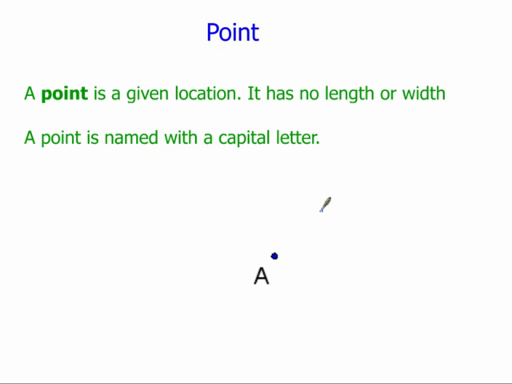Where my pen is sitting right now is a point. It's just a location. We always name points with a capital letter. So this is point A. If I made another point, I could call that point B, and so on. So a point is just a location represented by a capital letter.